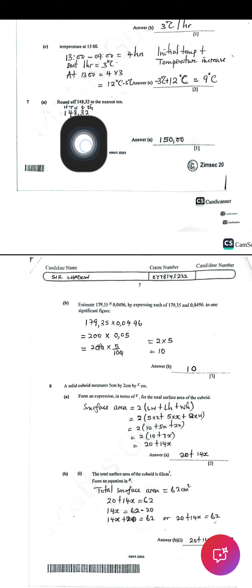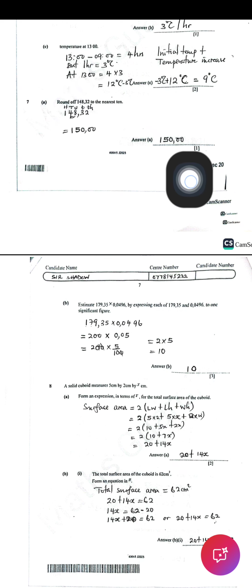So 4 is just above 5. So since the number which is next to the tens is above or equivalent to 5, we just add 1 to the next number, right? But 8 is above 5. We add 1 to where there is 4. It becomes 150.00, which is 150.